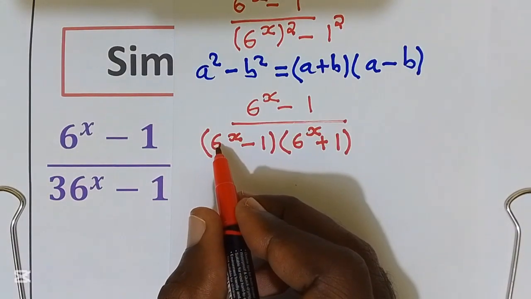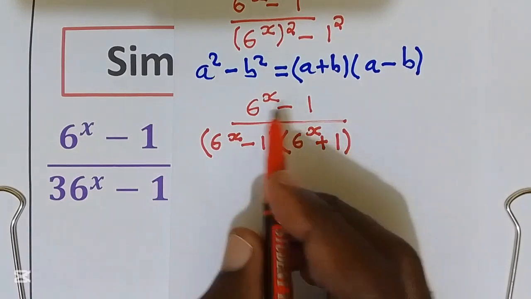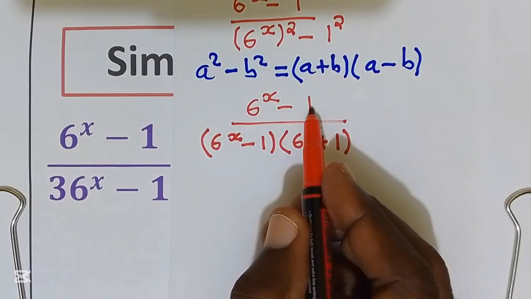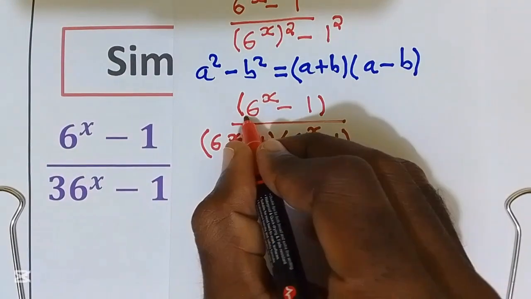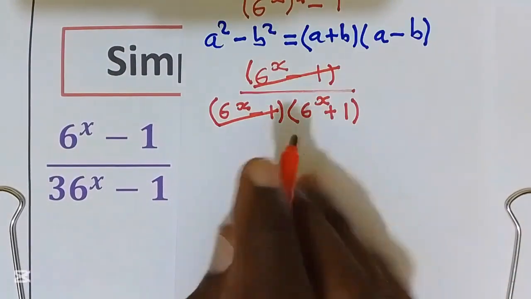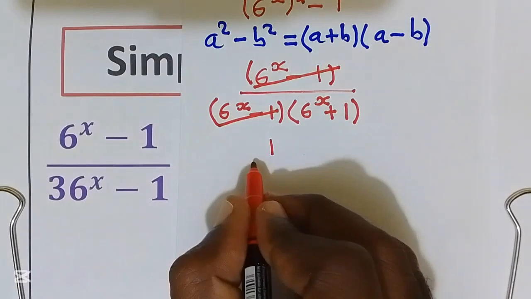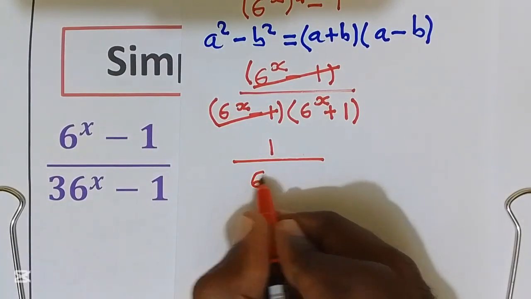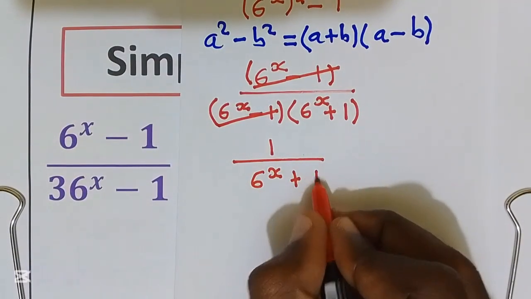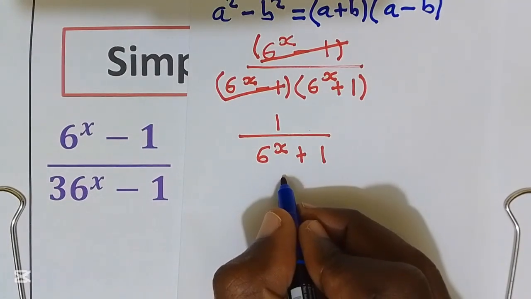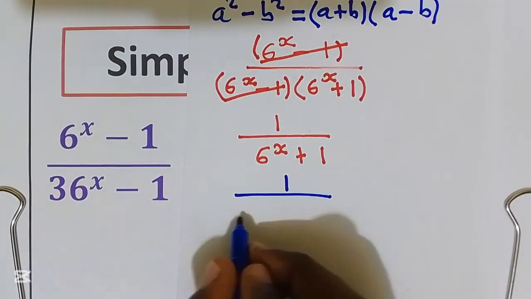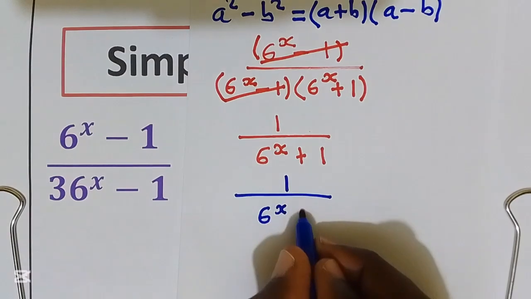We can cancel 6^x - 1 in the numerator with 6^x - 1 in the denominator. So we can simplify this. We are going to remain with 1 over 6^x + 1. So our simplified answer is 1 over 6^x + 1.